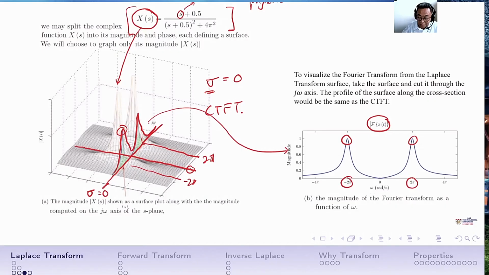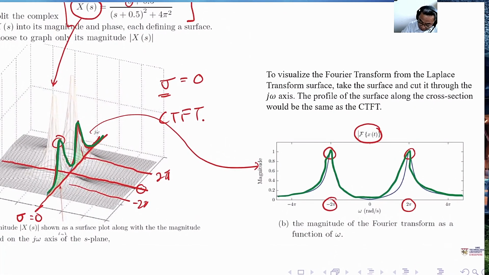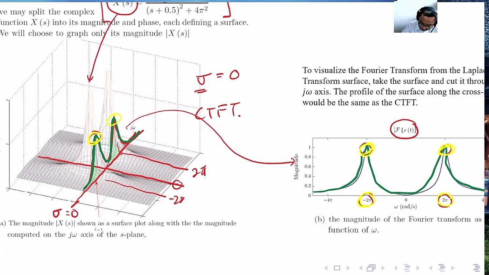Let's see the figure again. Now I'm going to draw it in green. The peak here corresponds to the peak here on the right hand side, and where we are now drawing in yellow, these two points at minus 2 pi and plus 2 pi along j omega. This is the point here and the point here, and we see that they are lying at minus 2 pi and plus 2 pi along the j omega axis.